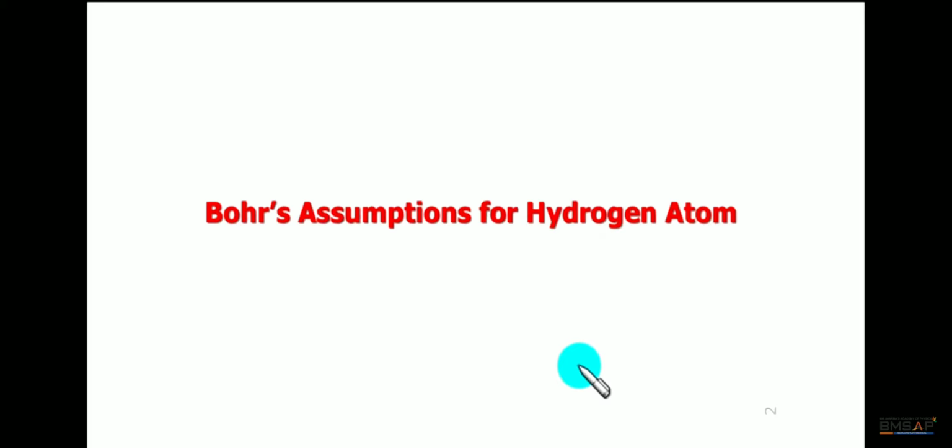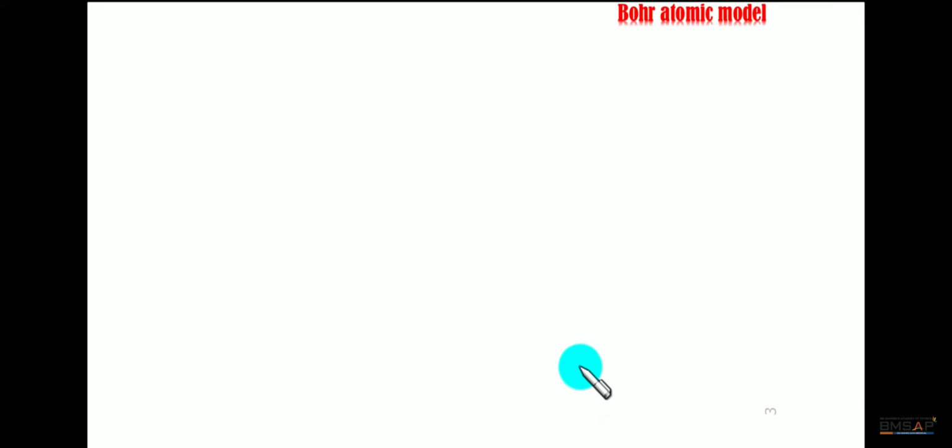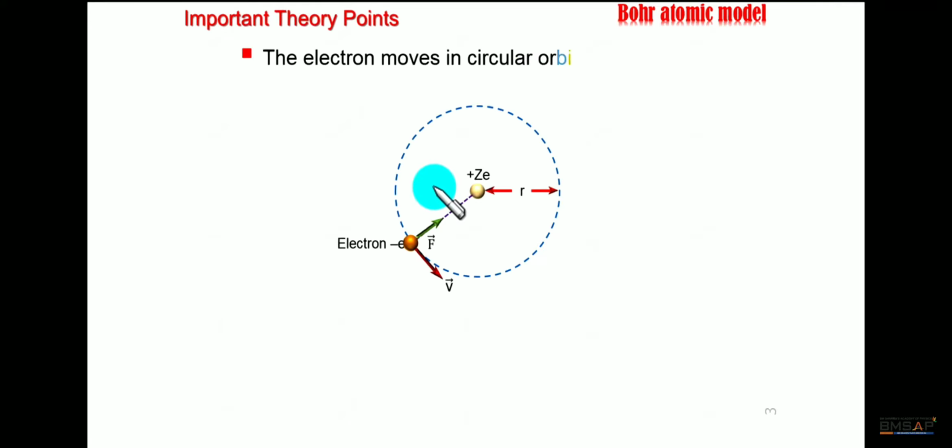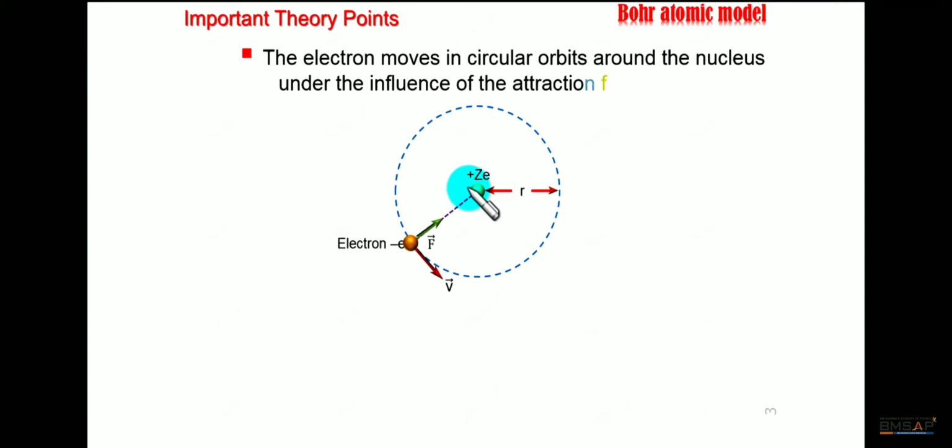The first assumption is that the electron moves in a circular orbit around the nucleus, which is positively charged, under the influence of the attraction force of the nucleus. You can observe in this diagram, this is the nucleus. The nucleus has a positive charge Ze, and r is the radius of rotation of the electron. The electron has a negative charge.